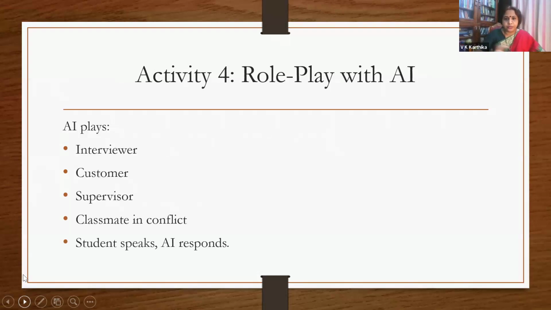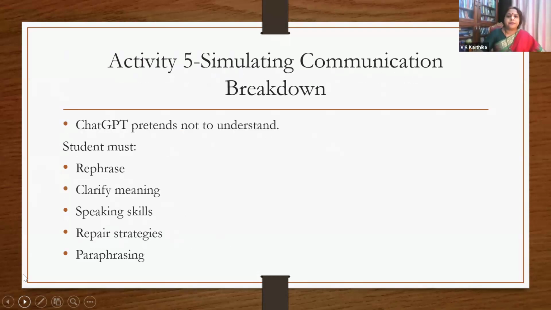This is something that I need to do in the classroom now. Role play with AI, where the AI plays interviewer, customer, supervisor, or classmates in conflict, the student speaks and AI responds. This is a planned activity. I haven't done it yet. The next one is about simulating conversation breakdown. This will be very useful, I think, because the AI has to pretend that it has not understood anything. So you have to say that we are going to have a conversation and you need to pretend that you didn't understand. And the point is that I need to develop my 1, 2, 3, 4 skills. To write this prompt, the teacher has to step in and help the students.